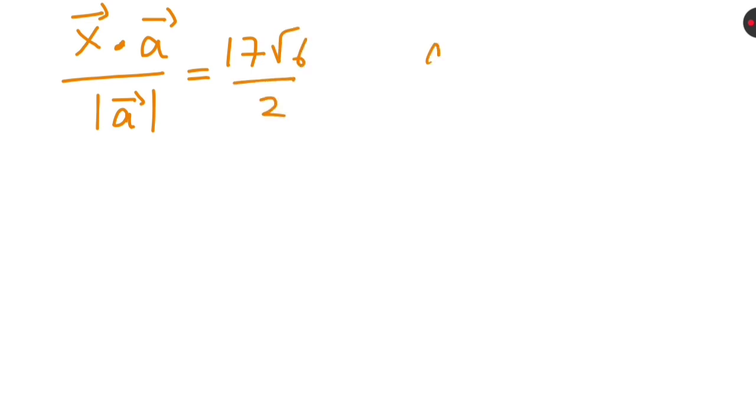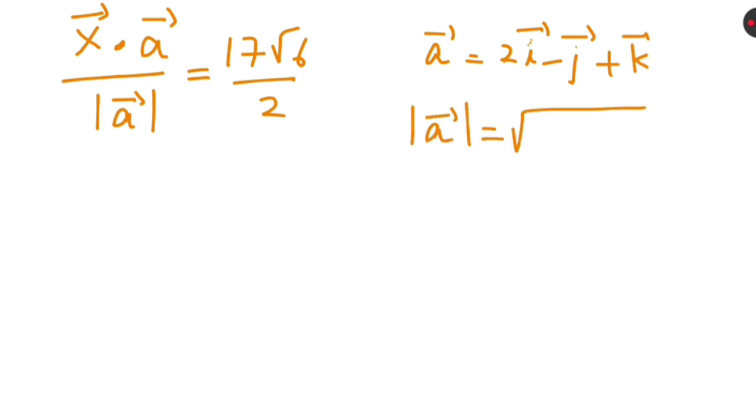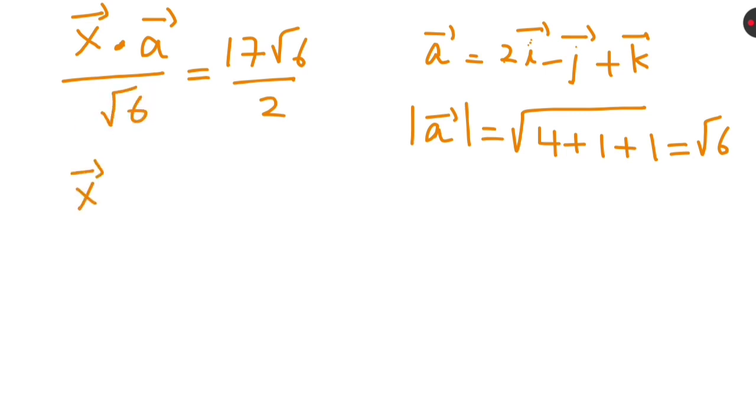And we know a vector, which is 2i minus j plus k. Here we can find the determinant of a, which is the square root of 2 square, which is 4, plus minus 1 square, which is 1, plus 1 square, which is 1. So we are going to get root 6 here. So the determinant of a, the value is root 6. If we get x vector dot a vector, that is equal to 17 times root 6 by 2. Here root 6 times root 6 is nothing but only 6. When you divide by 2, we are going to get 51. So x dot a, the value is 51.